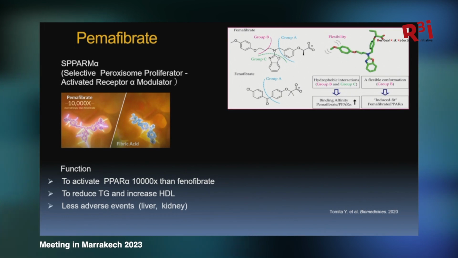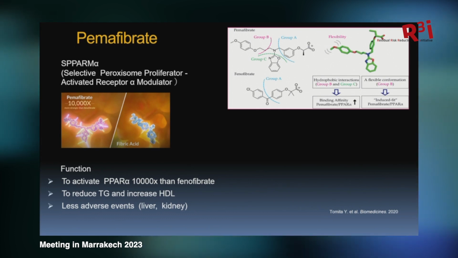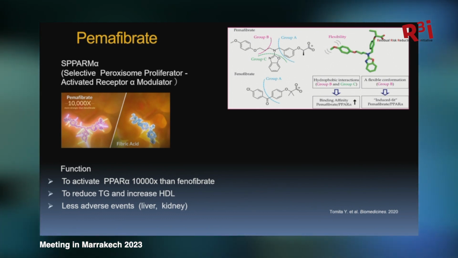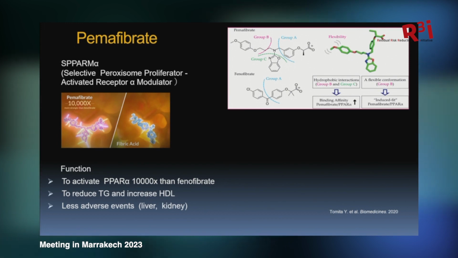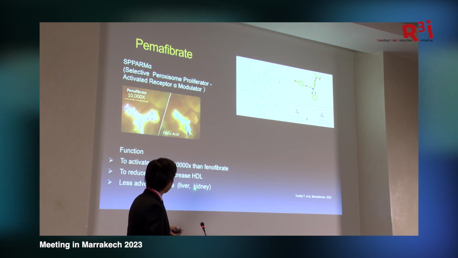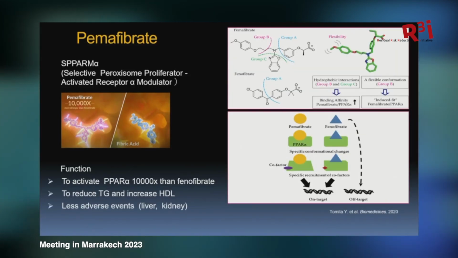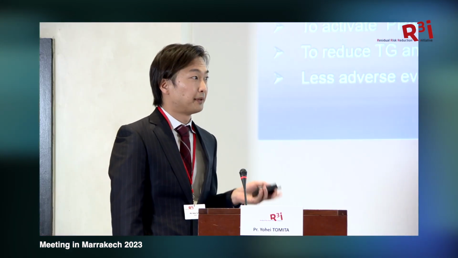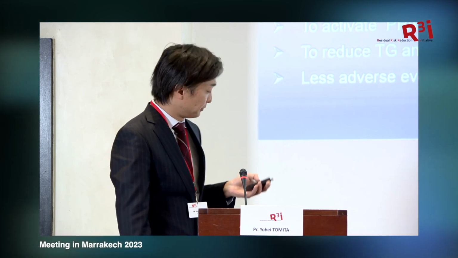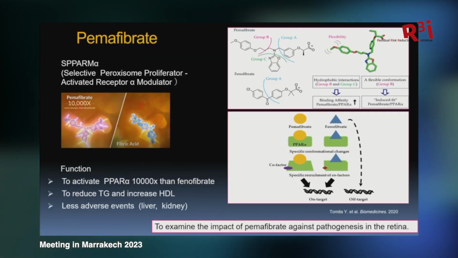In recent years, pemafibrate was approved in Japan as a drug for dyslipidemia. It is a selective PPAR alpha modulator and activates PPAR alpha 10,000 times more than fenofibrate, and it reduced TG and increased HDL. And it has fewer adverse events in the liver and kidney, due to fewer off-target effects. But we didn't know the effect of pemafibrate on retinopathy. So we tried to evaluate the impact of pemafibrate against the pathogenesis in the retina.